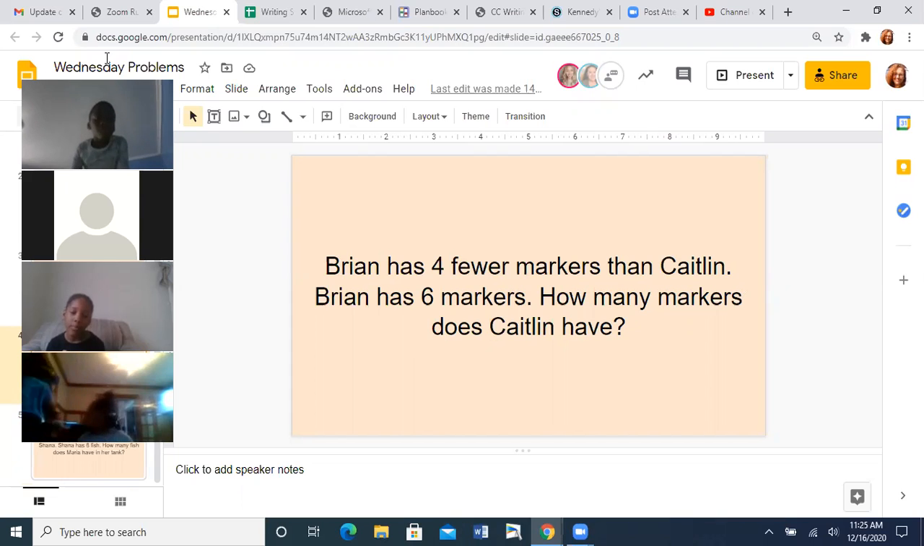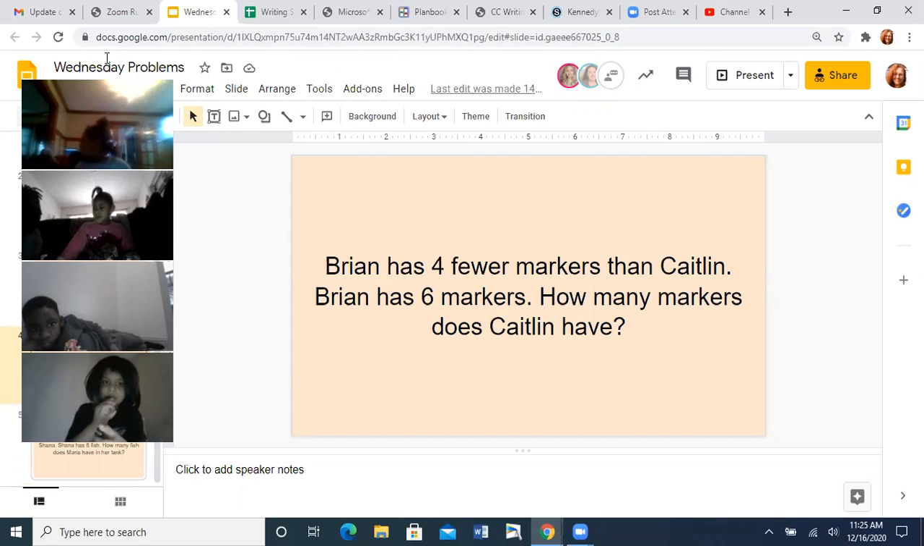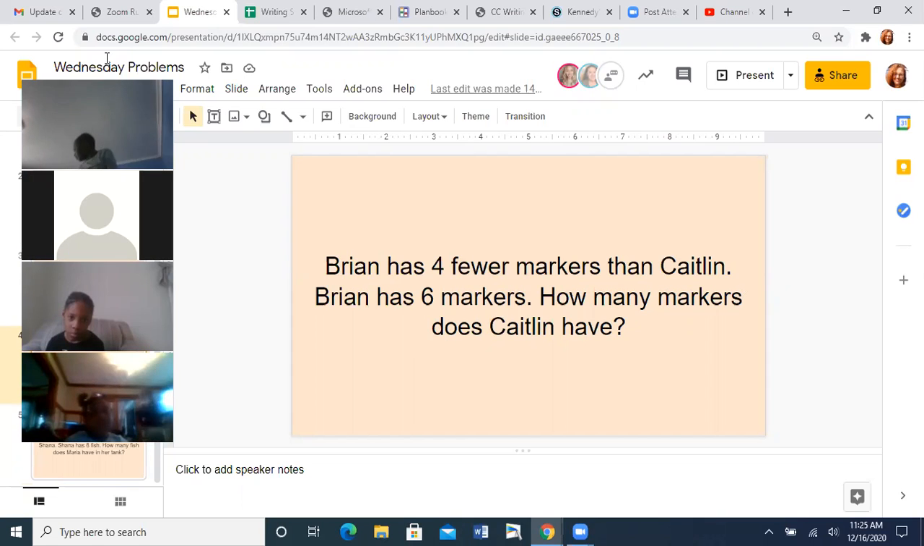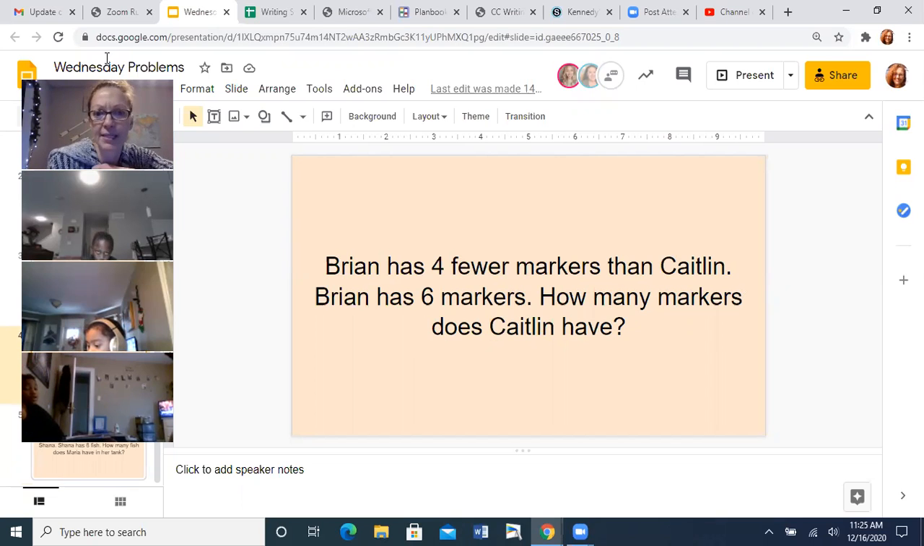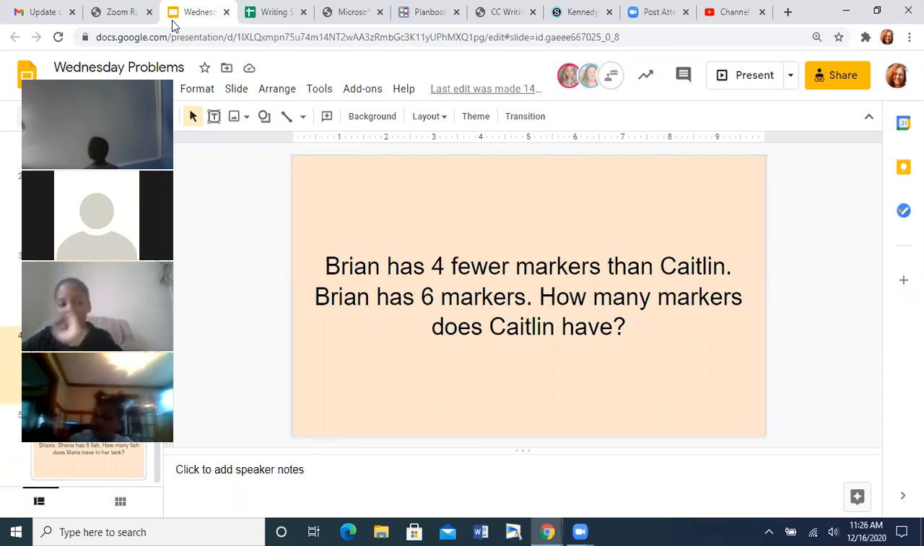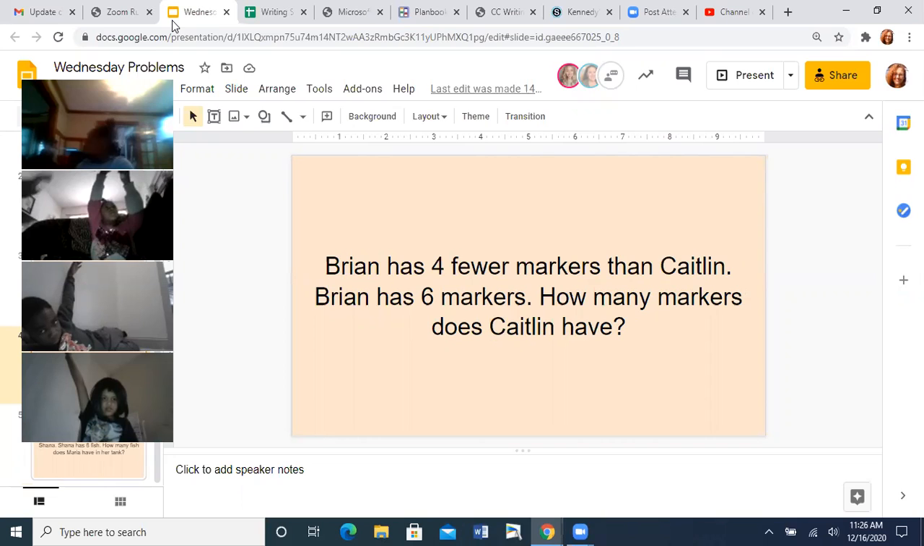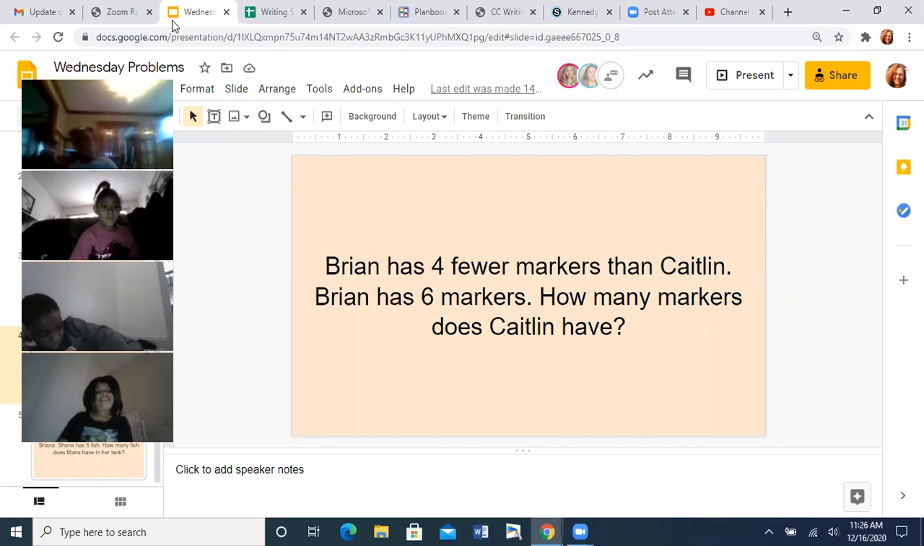I like how Prince said subtract because that's usually what it means, right? If we have less of something, we're going to need to subtract. All right, so what do we know? We have to start our problem with something. Brian has 4 fewer markers than Caitlin. Brian has 6 markers. How many markers does Caitlin have? So what do we know? Whose markers do we know?